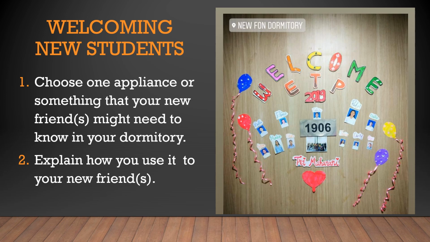Number 1, choose one appliance or something that your new friend might need to know in your dormitory. It can be washing machine, it can be television, it can be anything, any appliance in your dormitory. Number 2, explain how you use it to your new friend.